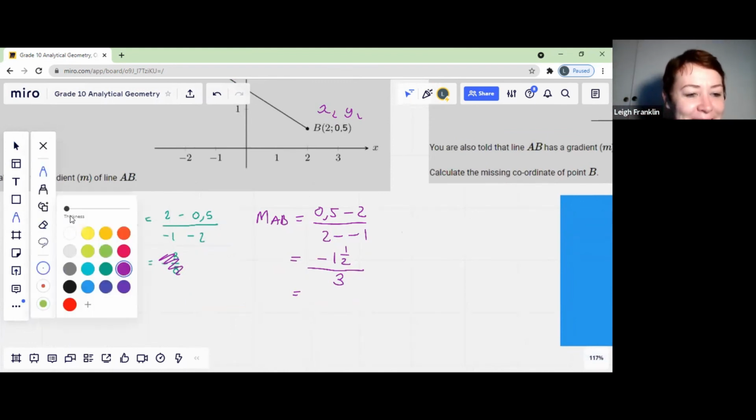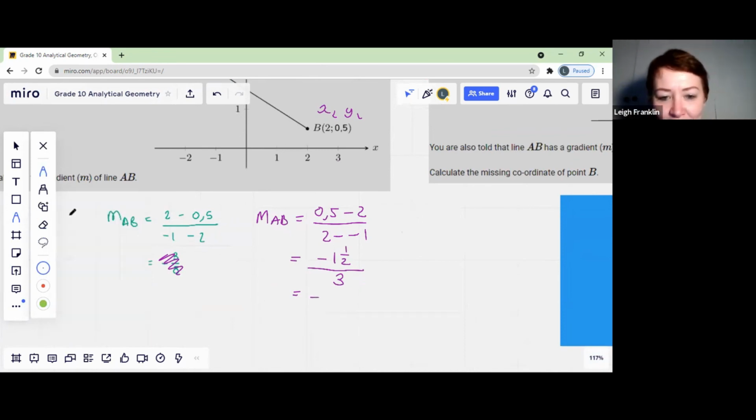Well done, grade 10s. Excellent. Okay, -1/2 is the right answer. Good job. Well done, everybody. Don't know what I was doing there, but my apologies. Okay, well done that you got that right.